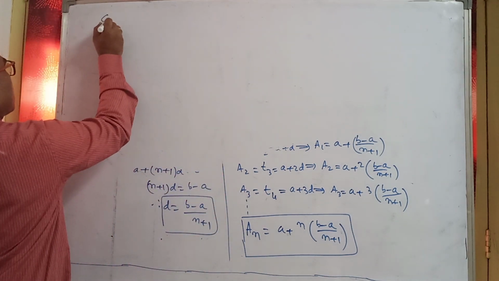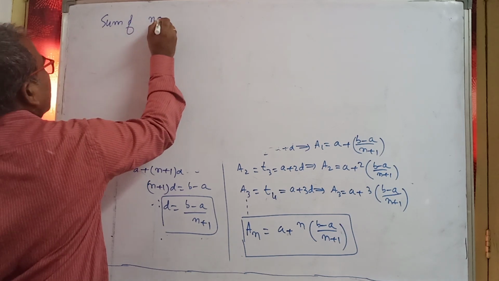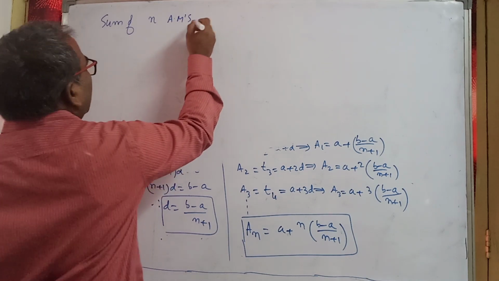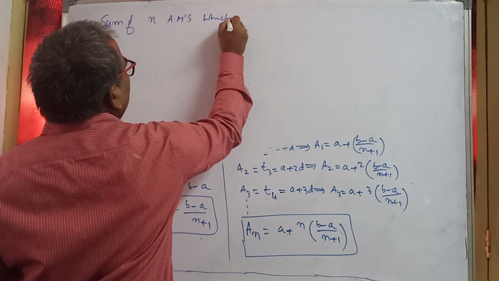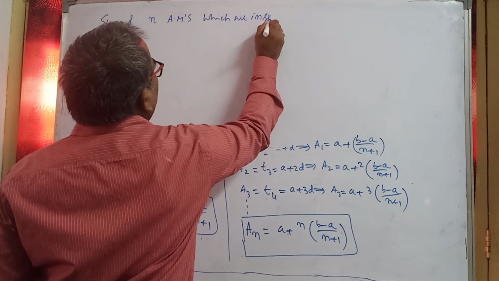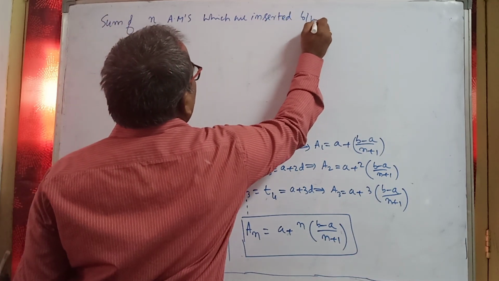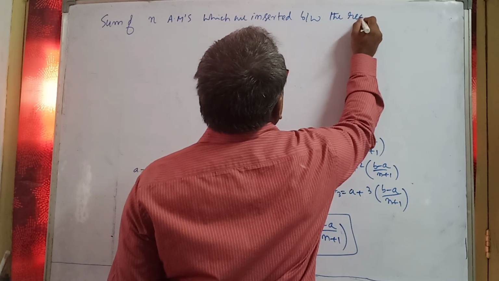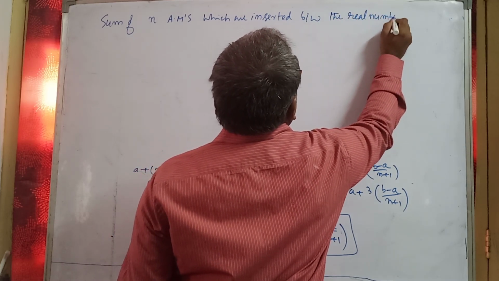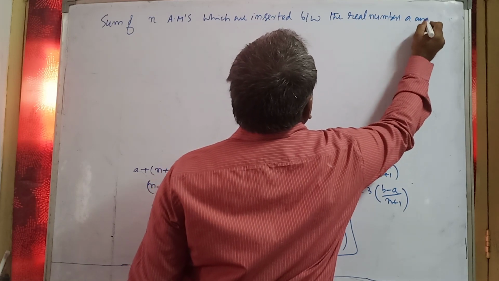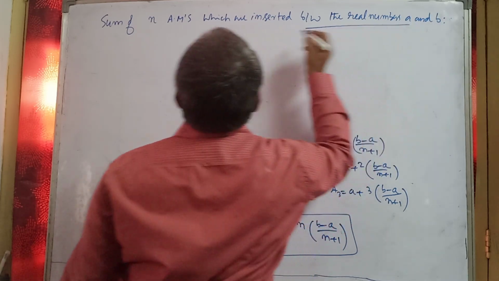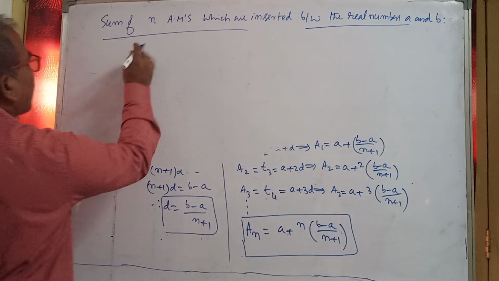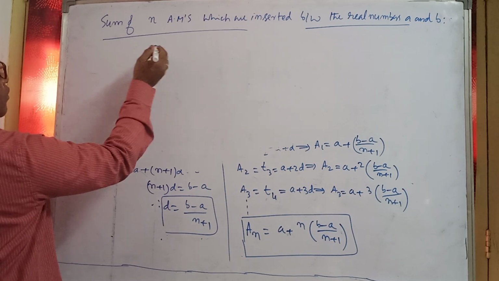Now the side heading is: sum of m arithmetic means which are inserted between the real numbers a and b. Now see here.